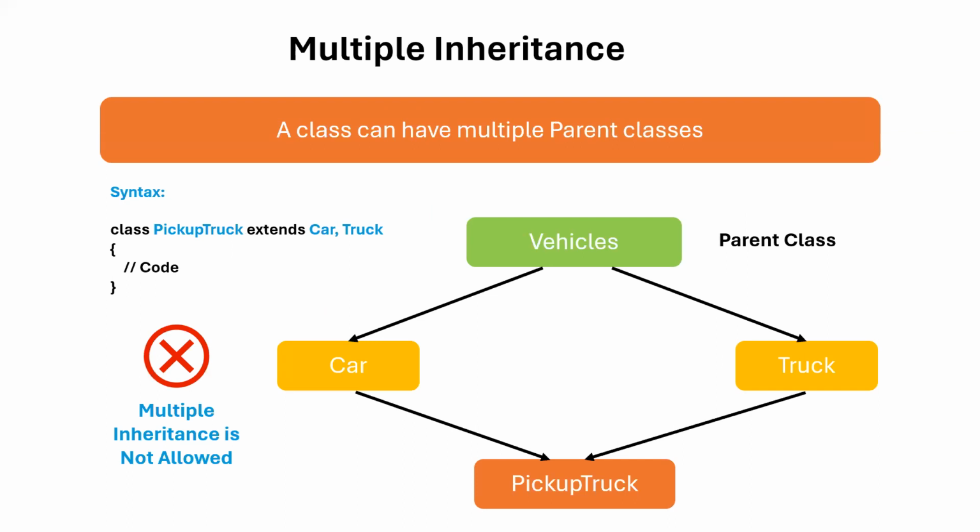Next, it can be multiple inheritance. Multiple inheritance is the property of inheritance in which one subclass has more than one superclass. Here you can see the pickup truck class has two superclasses, that is car and truck. This is not possible in Java. A class cannot have multiple parent classes, and this is not allowed in the Java programming language. Multiple inheritance with classes is not supported by Java.